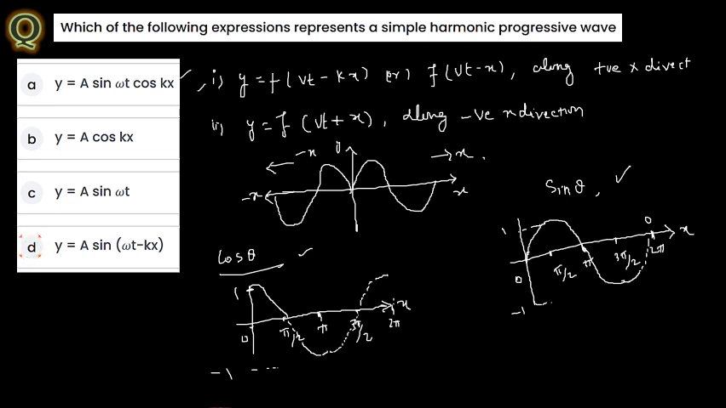So whether it may be a sine wave or cos wave, it should be a traveling wave. Then the wave is always called simple harmonic motion or even plane progressive wave. So the answer in this case is this one.